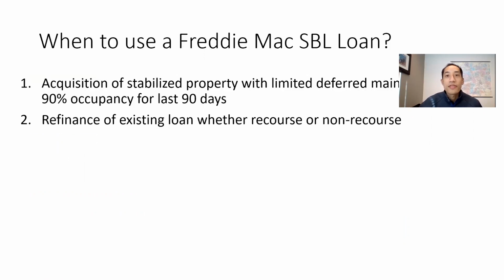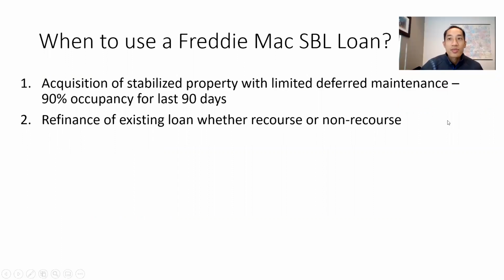So when to use a Freddie Mac small balance loan? Number one, acquisition of a stabilized property. If it's 90% occupied for 90 days, limited deferred maintenance, not a huge rehab budget, that works on acquisitions. And then also refinance. If you have a bridge loan, whether that's a bank loan or a non-recourse bridge, we can come in, refinance the existing loan, do some cash out, and provide longer term financing for you.